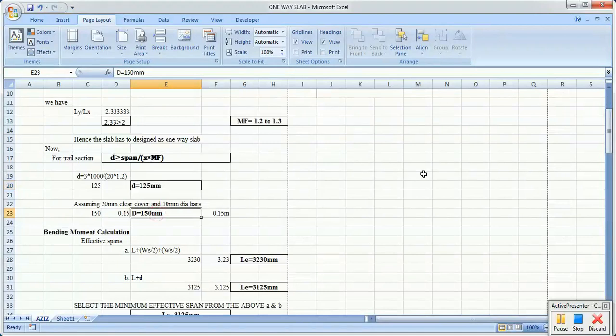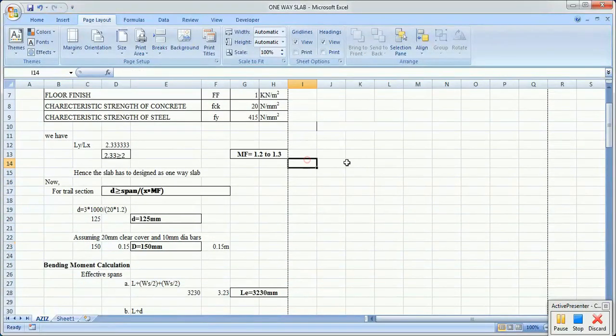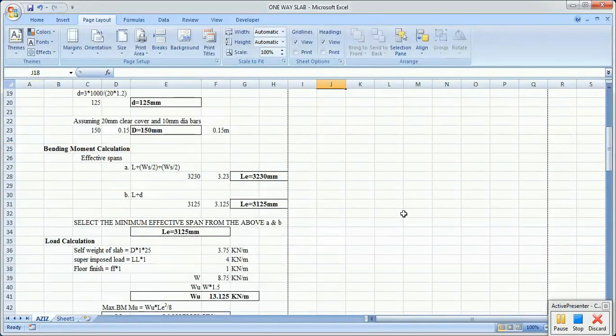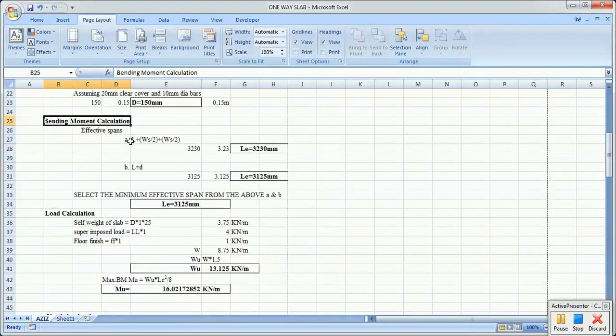Then after that, you have to type the same as I discussed in the previous lab sessions, how to type and how to insert equations. Next is bending moment calculation. For bending moment calculation, you should have the effective span.